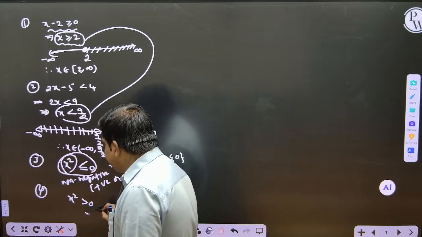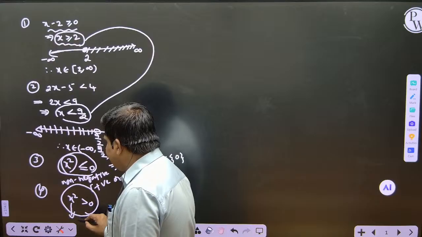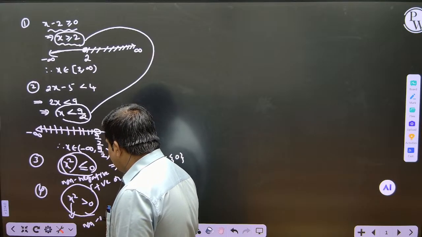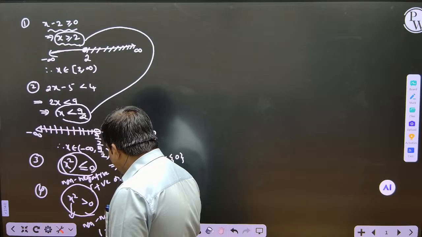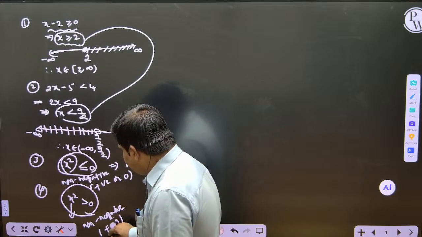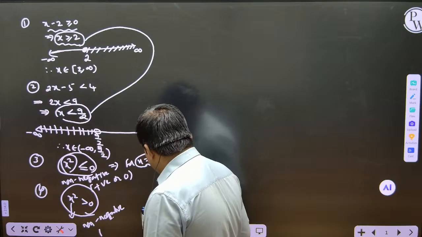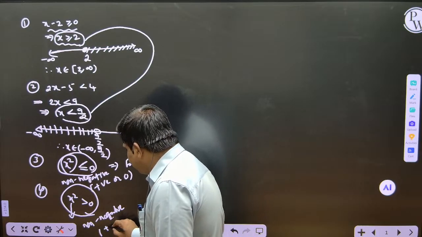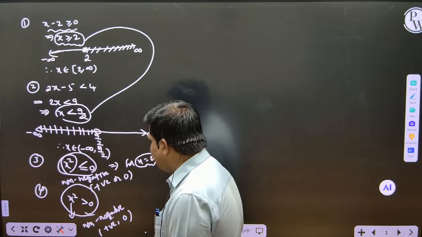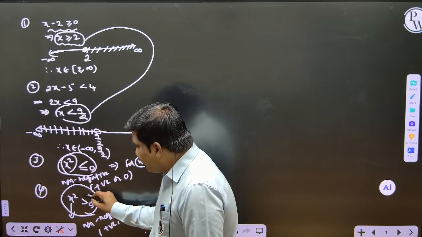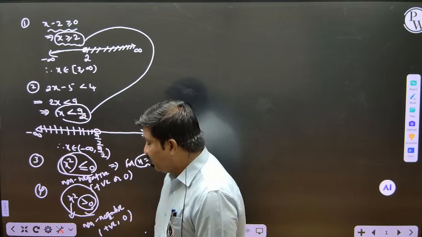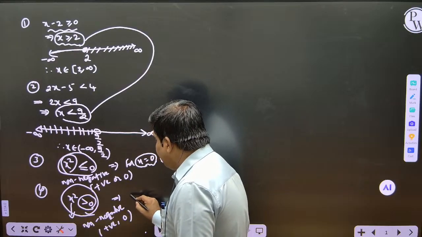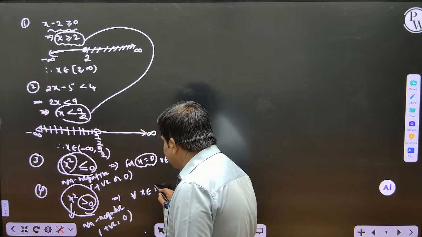But x square is greater than 0, he said. x square is what? A non-negative. So non-negative means what? It is positive, comma, 0. Non-negative means it is positive, comma, 0. But the inequality given is greater only. 0 is not given to you. So that implies it is true for all x belongs to R.